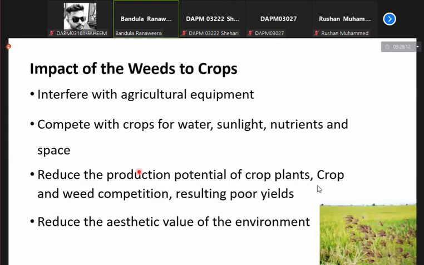Then their impact on our crop plants. What kind of impact, influence, negative effects mainly? They interfere with crop cultivation equipment. They are competing with the crops for water, sunlight, nutrients, and space. Now, these are the things you have mentioned earlier. They reduce the production potential of crop plants because of their competition, and finally result in poor yield.